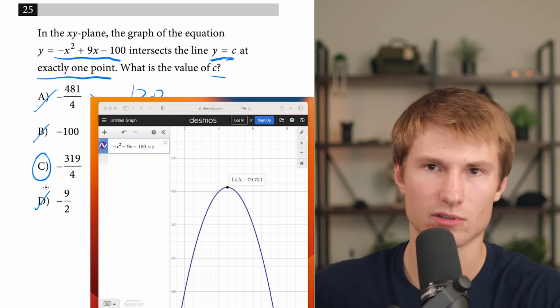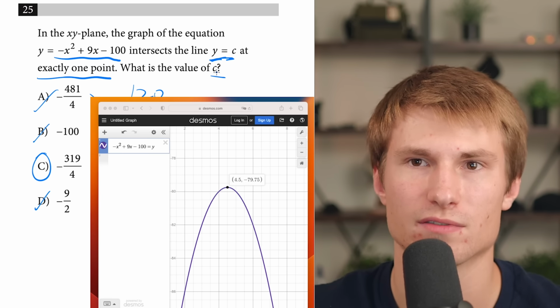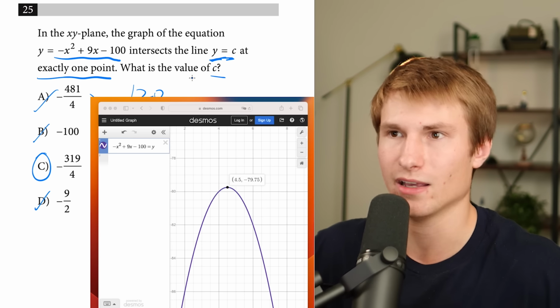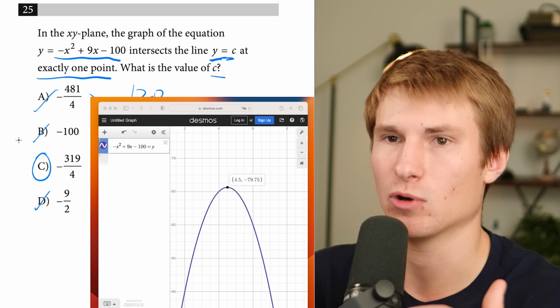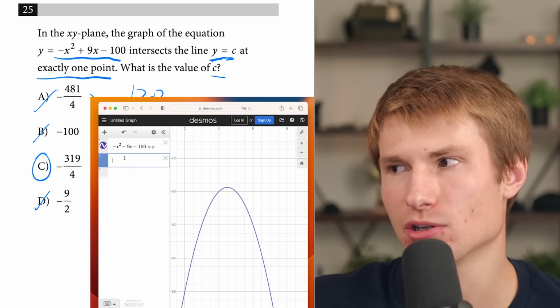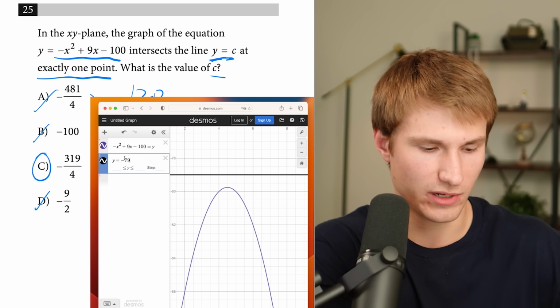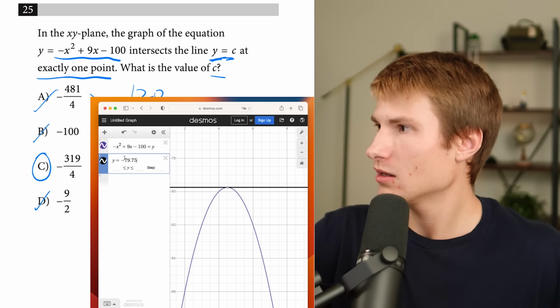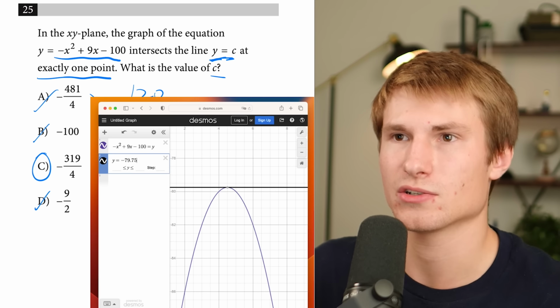Okay, so key thing here that I want you to notice is that you got to pay attention to what you're asked to answer with, in this case, the value of c, right? It's not the point x, right? It's in order for the line y equals c to intersect at exactly 1 point. So you're looking for, and I'll actually quick graph this as well on Desmos so I can show you. If we were to put in y equals negative 79.75, as you can see, it intersects at only 1 point. So always pay attention to what you're asked to answer with.